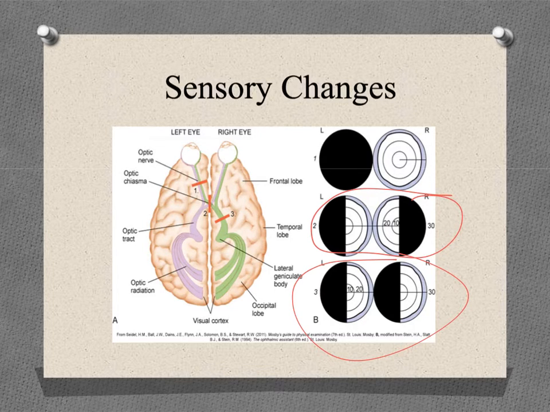Some other terms are dysphagia, a patient who has difficulty chewing or swallowing food, and apraxia, which is difficulty carrying out speech. There are lots of different terms in your book related to deficits that can occur associated with a stroke, so make sure you review all that.